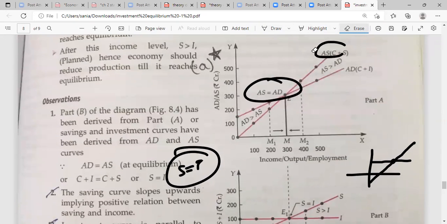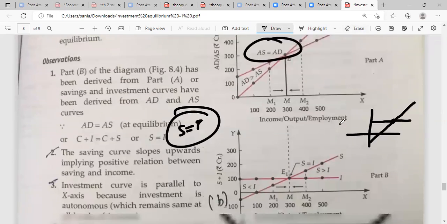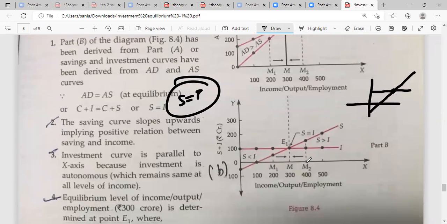When you draw this one, I just write ADAS approach and now draw this and write SNI approach. Clear? Yes, ma'am.